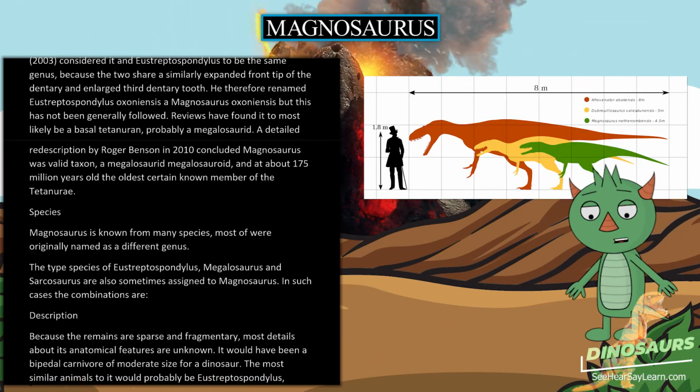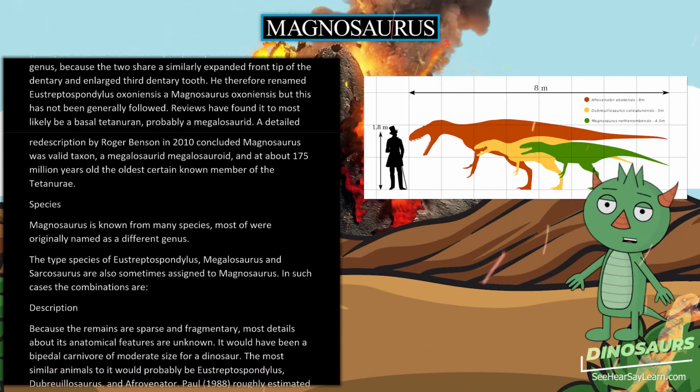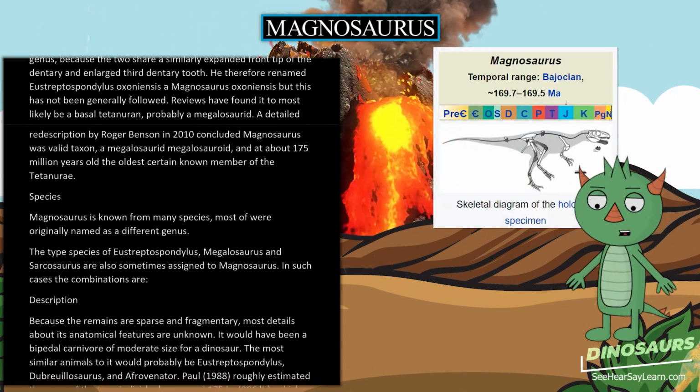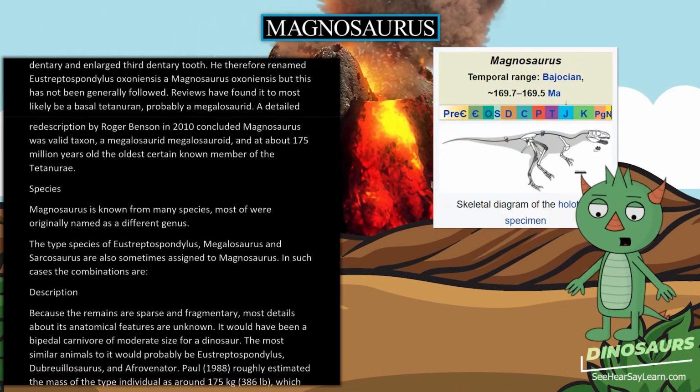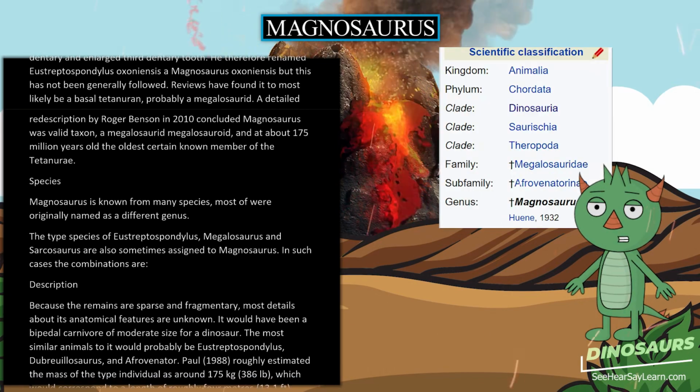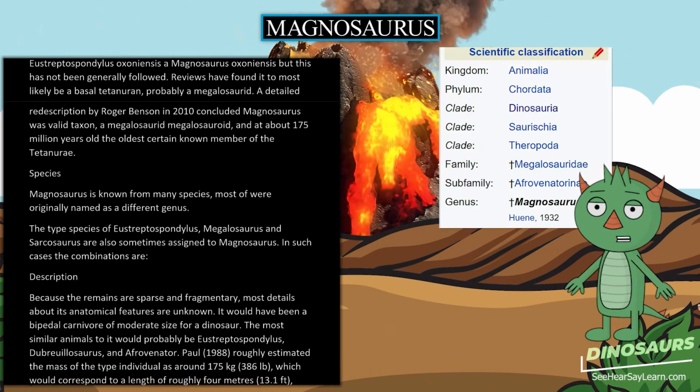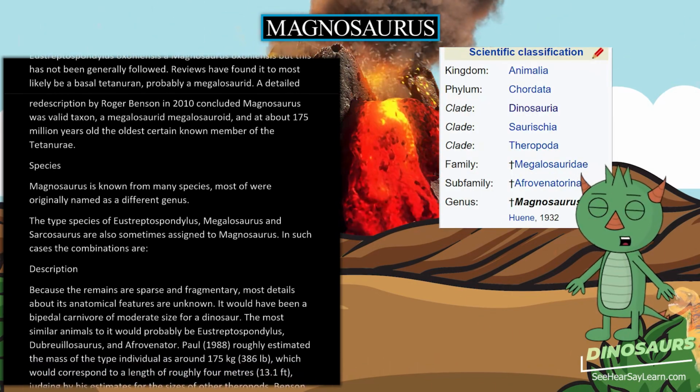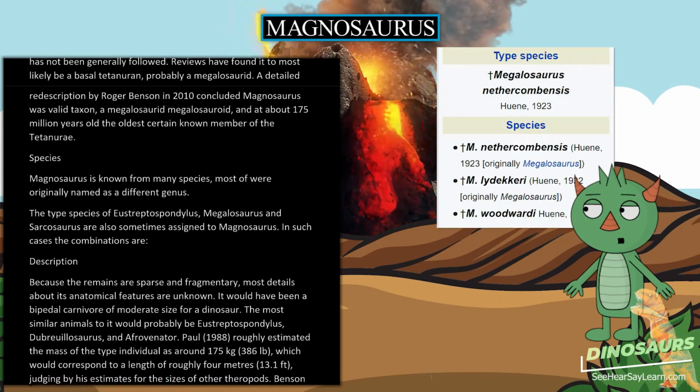Description. Because the remains are sparse and fragmentary, most details about its anatomical features are unknown. It would have been a bipedal carnivore of moderate size for a dinosaur. The most similar animals to it would probably be Eustreptospondylus, Dubreuillosaurus, and Afrovenator.